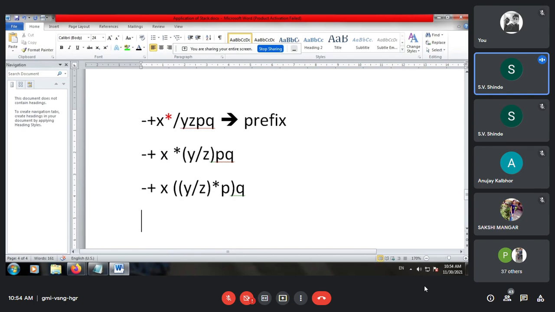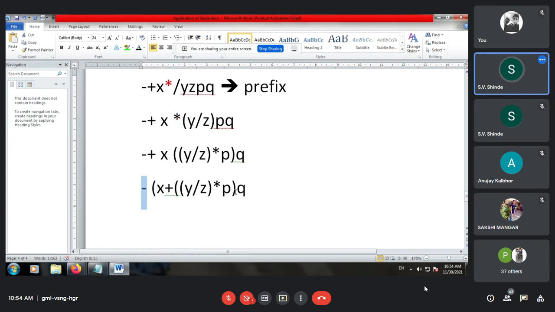We'll put the minus sign first, and in the bracket the first element is x, the symbol to be added is plus, and then you can use this y divided by z multiplied by p, and finally you can write q. So after evaluating it, one symbol is remaining, so it can be inserted over here. So for the final expression, insert this minus sign in between the entire expression.